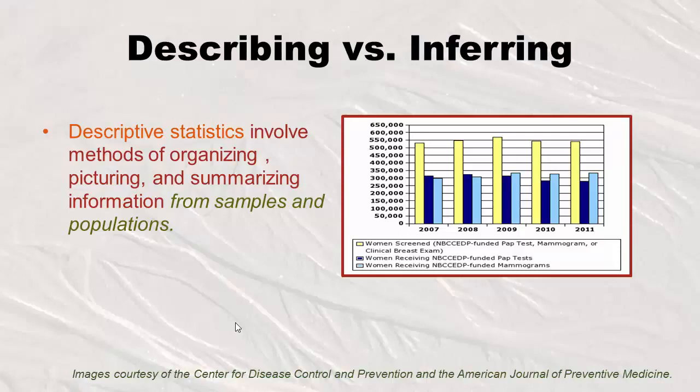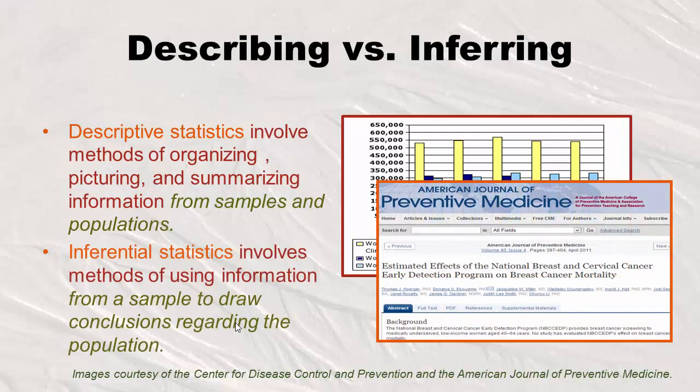You get data from surveying people at work. You get data from surveying your friends, what they're going to bring to the potluck. Any of that can be used. You can go download the census data. You can make descriptive statistics out of that. But there's something very special about inferential statistics, and that involves methods of using information from a sample to draw conclusions regarding the population. Therefore, inferential statistics can only be done on a sample.